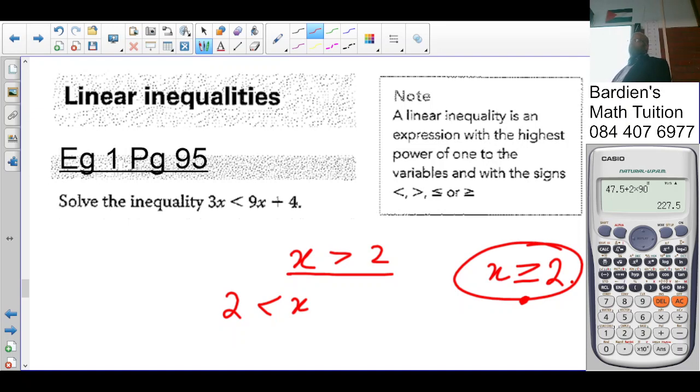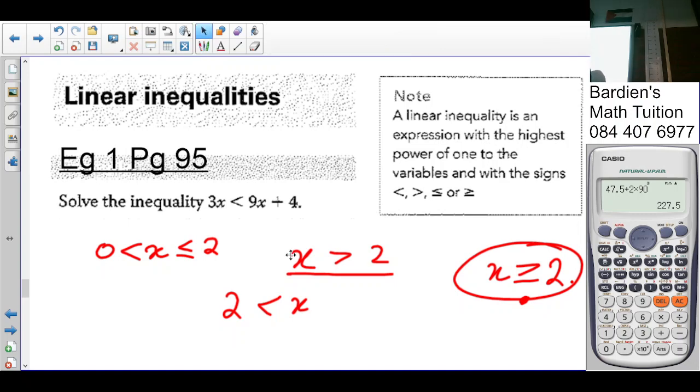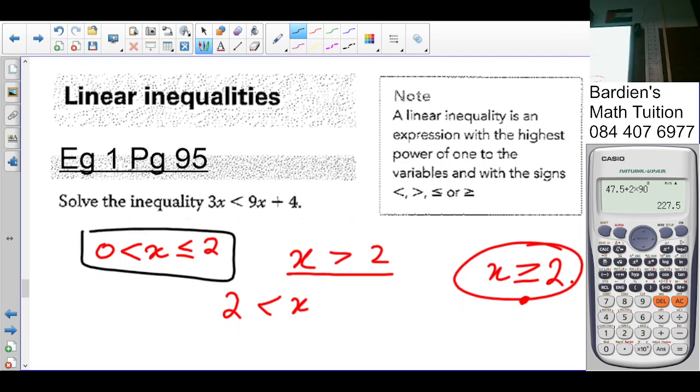Do you guys understand? So what would this be? X is greater than 0 and x is less than or equal to 2. You guys understand? So can x be 0 here? Can x be 2? Yes. Why? Because it's equal at the 2 and it's not equal at the 0. Therefore it's omitting the 0 and it's including the 2.